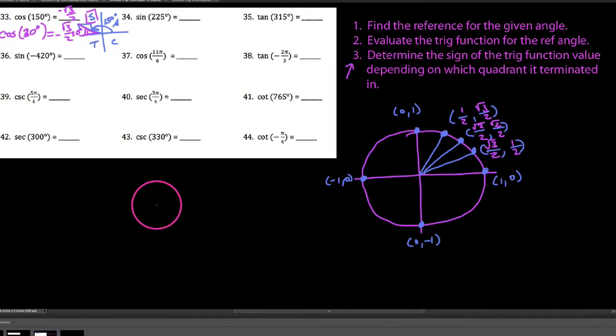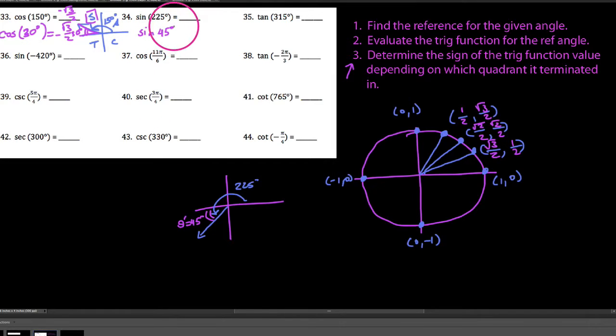So let's try this again. Number 34, the sine of 225. A 225 would live right over here in this neighborhood. So we want to know what's the reference angle. Step one, find the reference angle. By visual verification, we can see that our reference angle, theta prime, is 45 degrees. What we're going to do is rewrite the sine of 225 as the sine of 45 degrees.